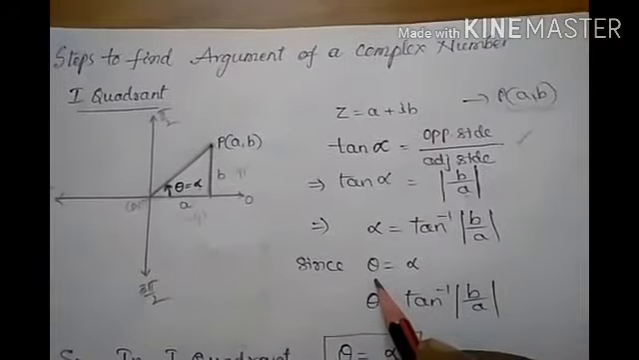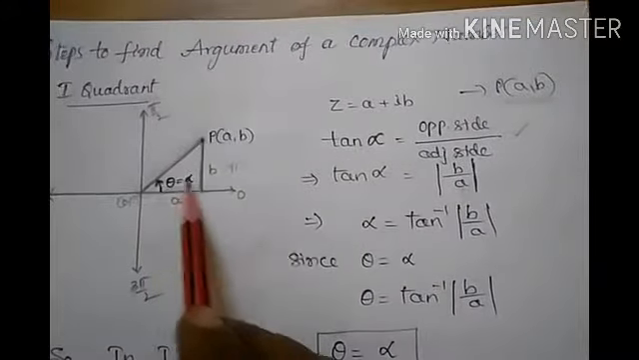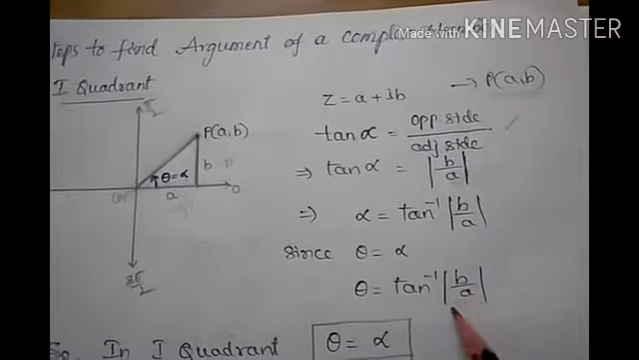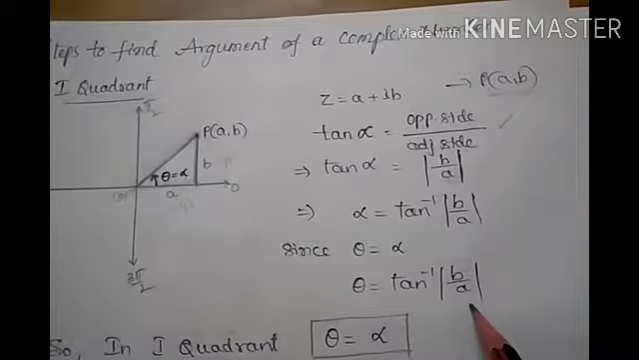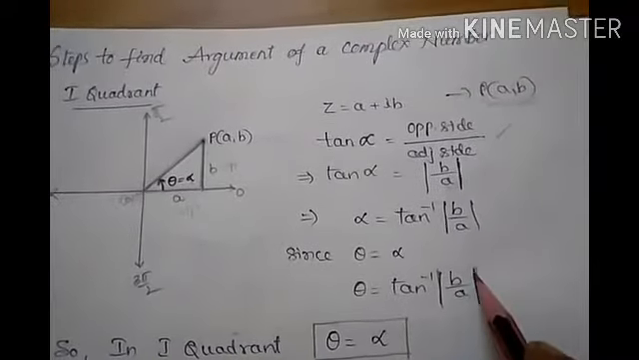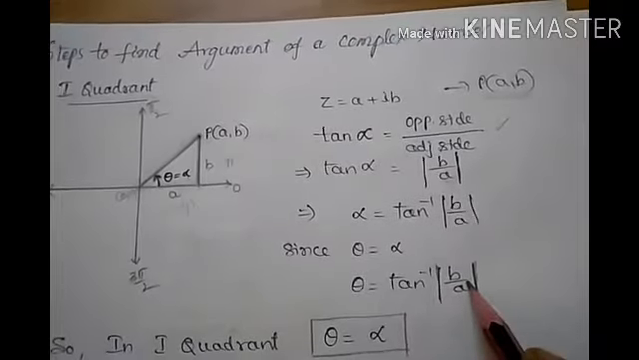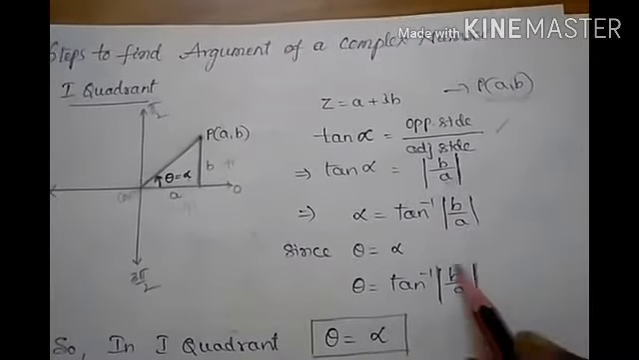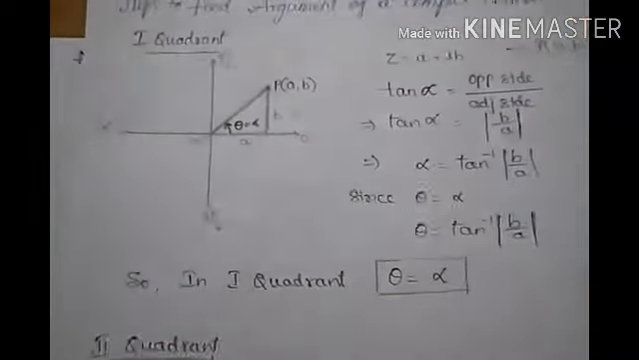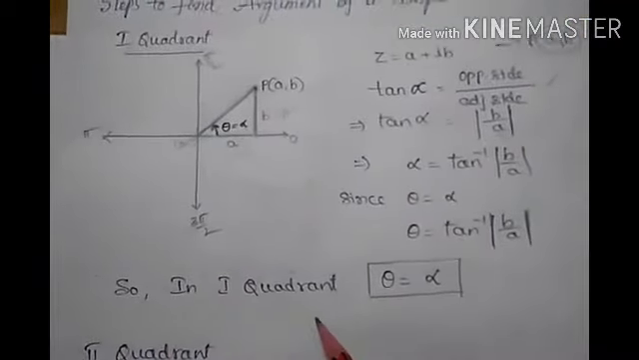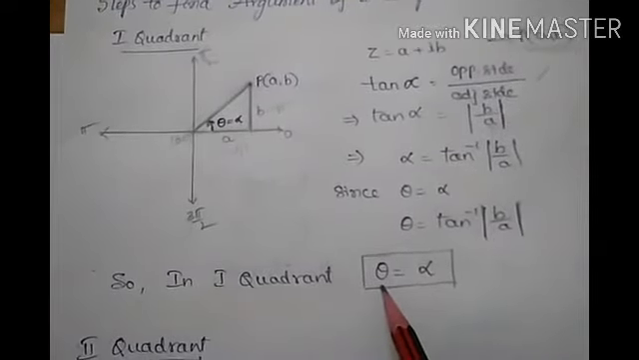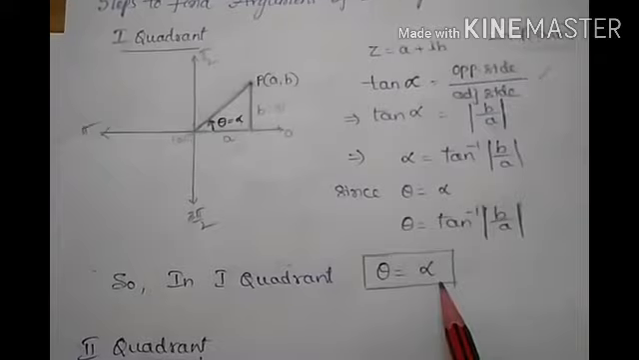Since the argument theta and alpha are both the same, theta is equal to tan inverse of modulus b by a. Modulus means what? It converts a negative value into positive as well. So in the first quadrant, the argument of a complex number is theta equals alpha.